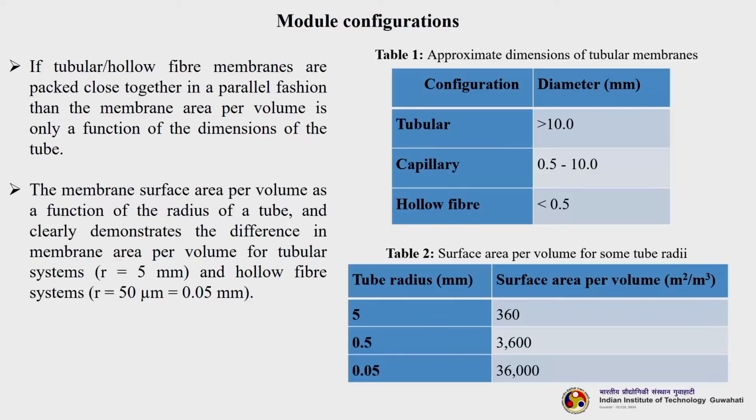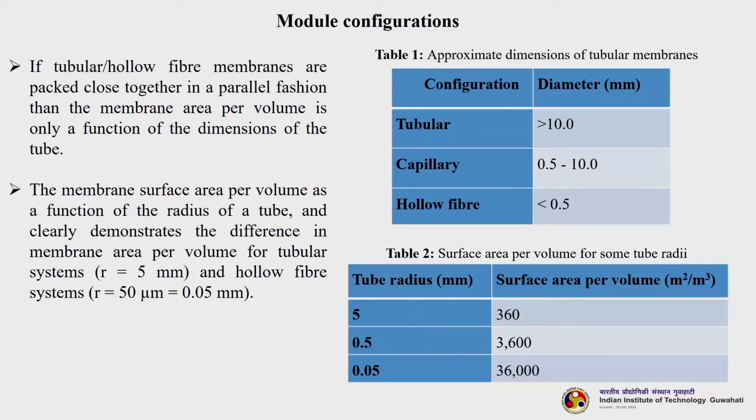You can see the approximate dimensions of tubular membranes. Tubular is usually greater than 10 millimeter, capillary is 0.5 to 10, and hollow fiber is usually less than 0.5. The membrane surface area per volume is a function of the radius of the tube and clearly demonstrates the difference in membrane area per volume between systems. Usually the radius is about 5 mm in a tubular system, and in a hollow fiber system it is between 50 micron and 0.05 mm. You can see in Table 2 the surface area per volume for some tube radii.